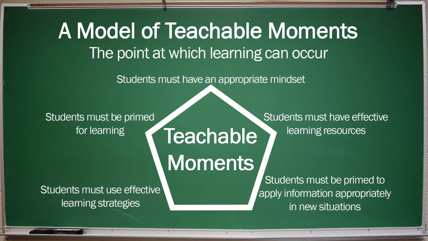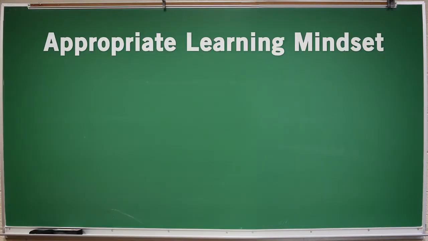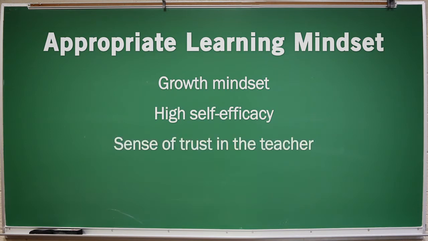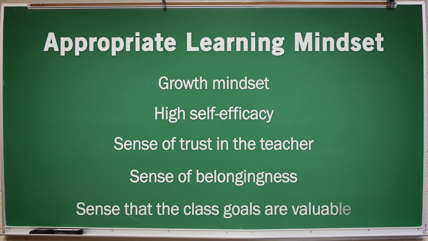There are 5 issues in learning to consider, each of which has multiple parts. Let's discuss each in turn. The first is that students must have an appropriate learning mindset. This covers the issues we discussed in the first video, such as a growth mindset, high self-efficacy, and a sense of trust in the instructor. Students must believe that they belong in the class, that the goals of the class are worth pursuing, and that with proper effort they can succeed.